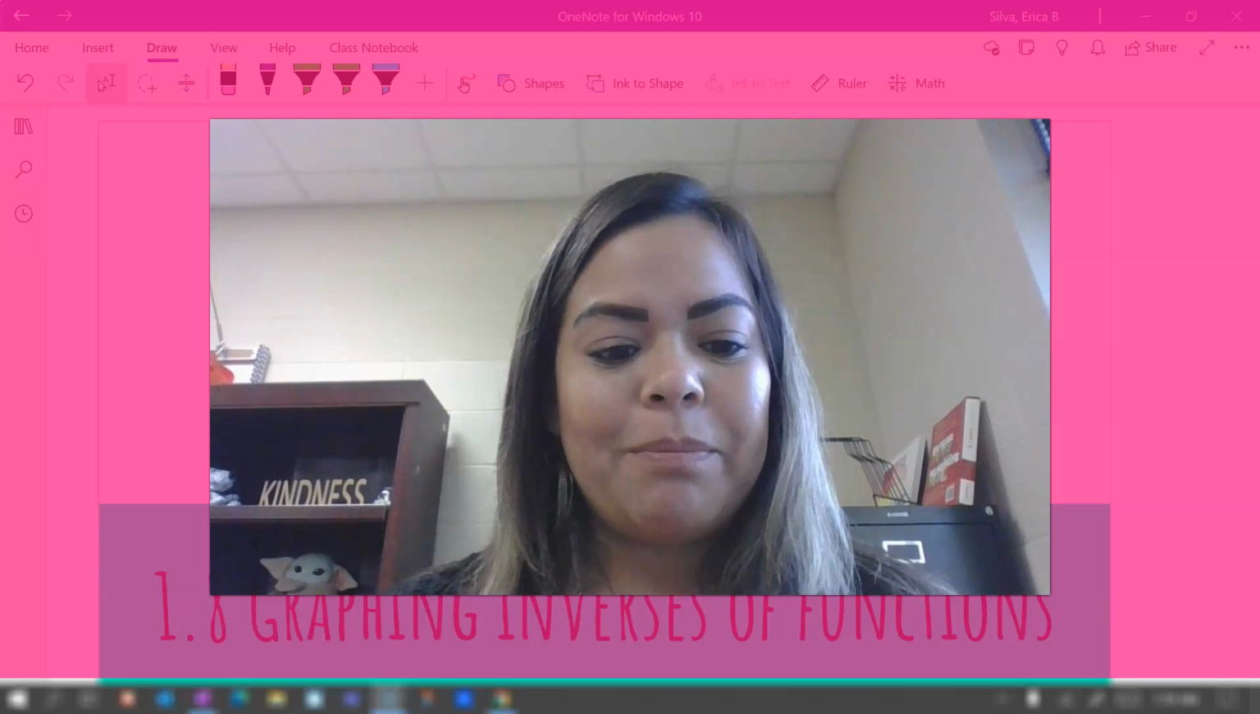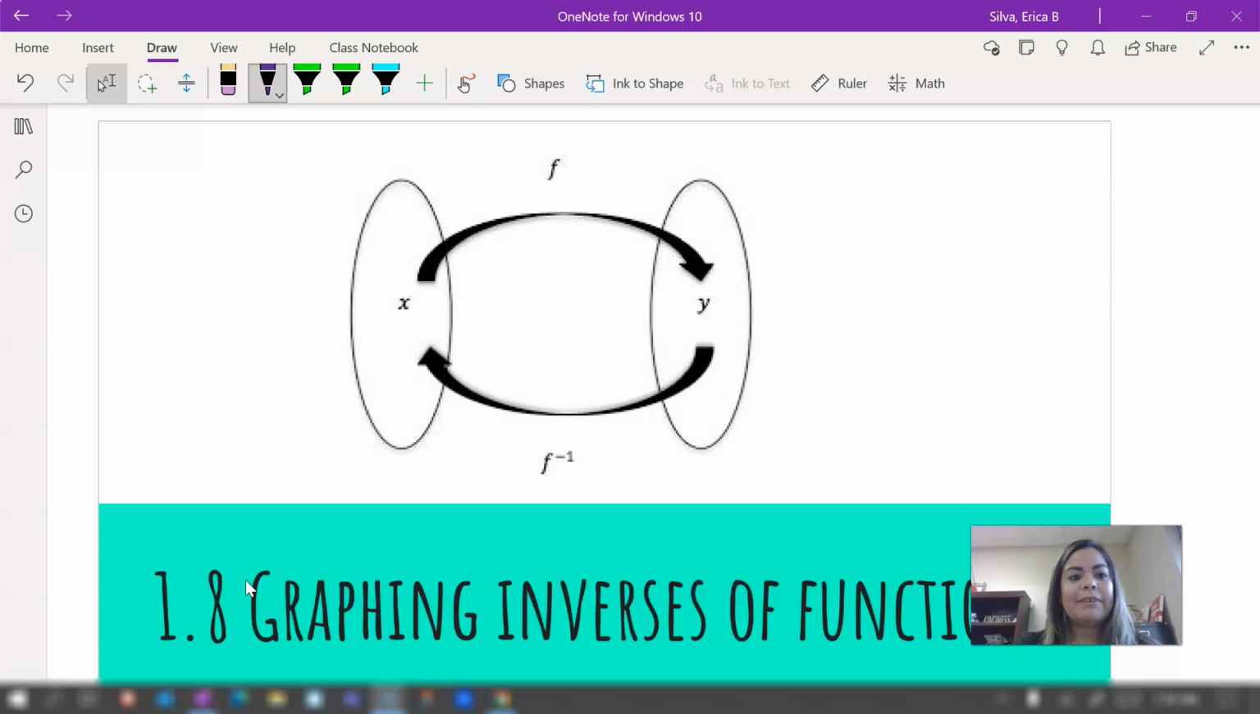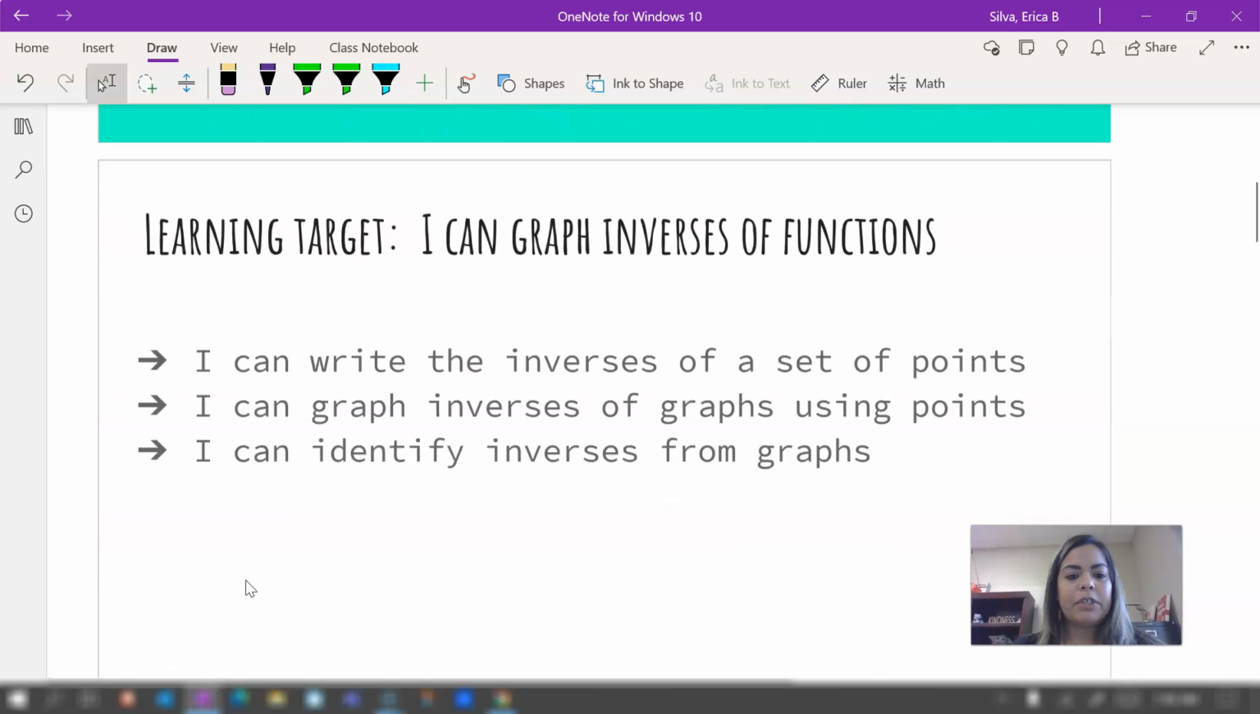Hi guys, this is lesson 1.8. We're going to be graphing inverses of functions. Hopefully you guys already did the investigation. If you didn't, please do that first.